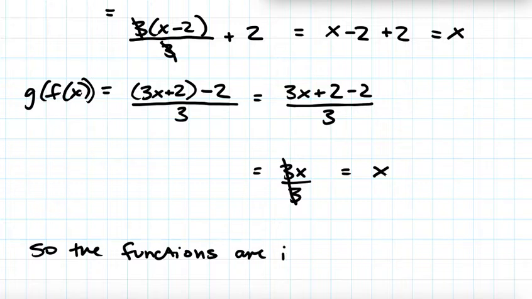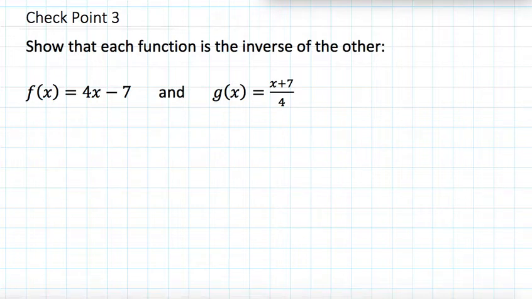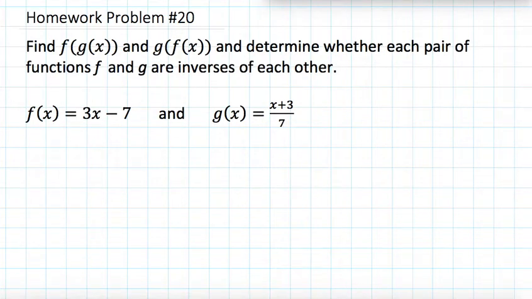Now, what they didn't include in the book is an example of when you do this process and they're not inverses. So I'm going to show you this with one of the homework problems. And then you can go back and do checkpoint problem number 3. But this is homework problem number 20. It says to find f of g of x and g of f of x and determine whether each pair of functions f and g are inverses of each other.